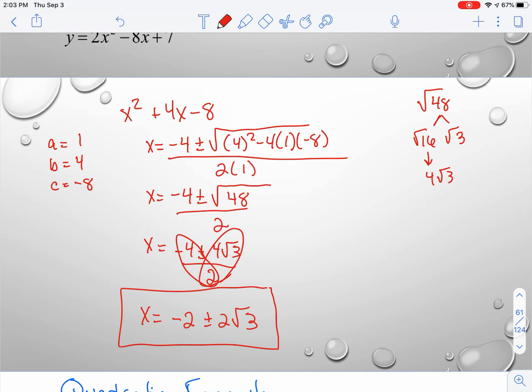If directions ask you to leave your answer in exact form, there it is. There's our two answers, plus or minus. You could also estimate or approximate the decimal: type in -2 plus 2 root 3, get your decimal, -2 minus 2 root 3, get the decimal, and confirm that graphically as well.